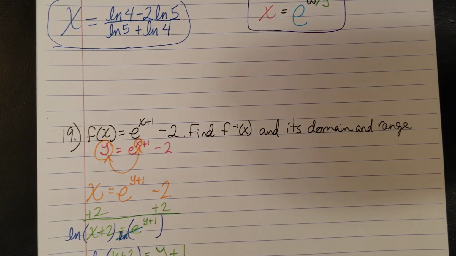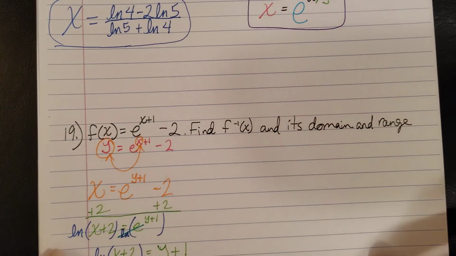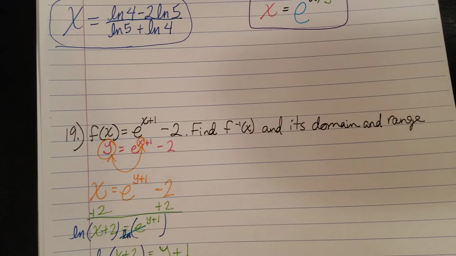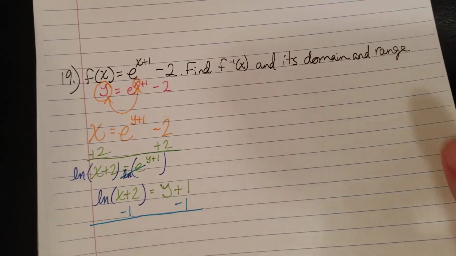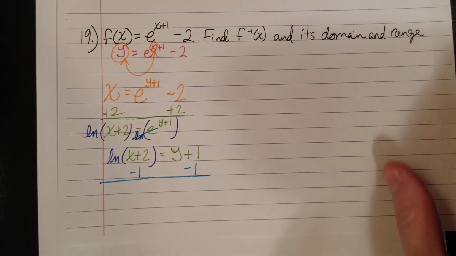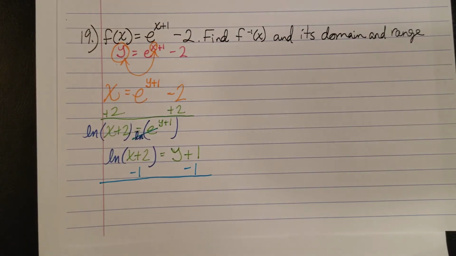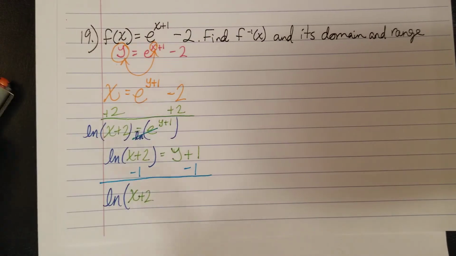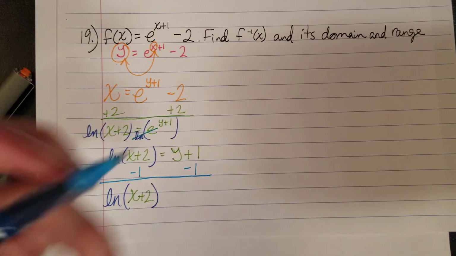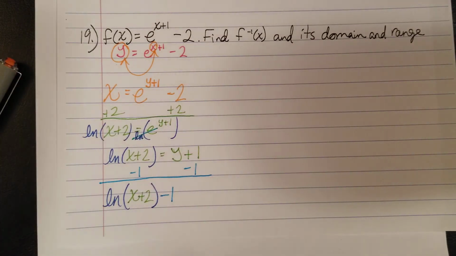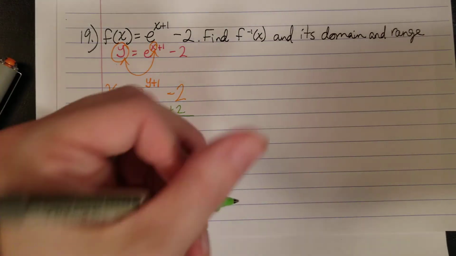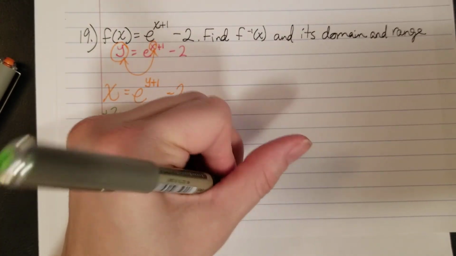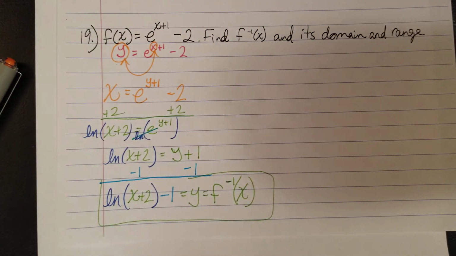All right, and you can't combine the 1 with the 2 or anything like that. Whoops, I went off my screen, didn't I? Sorry. Subtract 1 from both sides. Okay, and like I said, you can't combine the 1 with the 2 or anything like that because that 2 is all up inside of the log. So, all right, what we can do is write down ln of x plus 2 minus 1. So the minus 1 is outside the parentheses. So that is equal to y, or in other words, that is equal to f inverse of x, okay? So that is my inverse function.